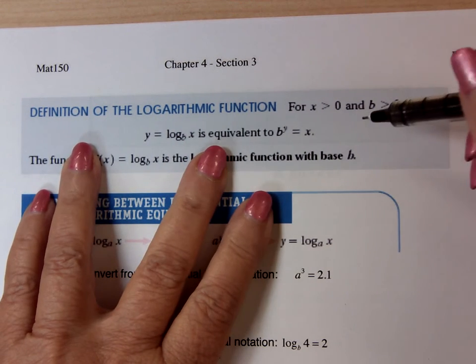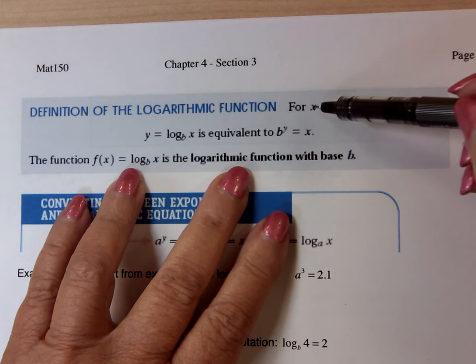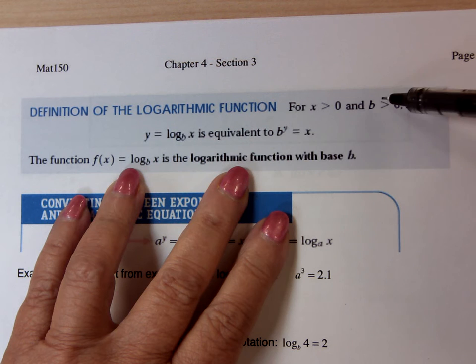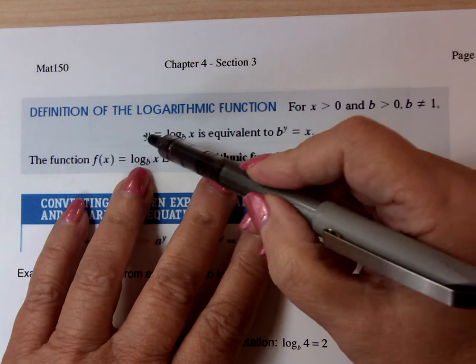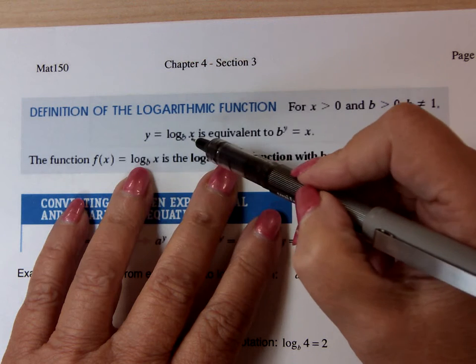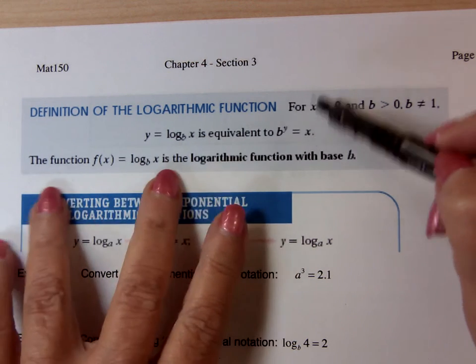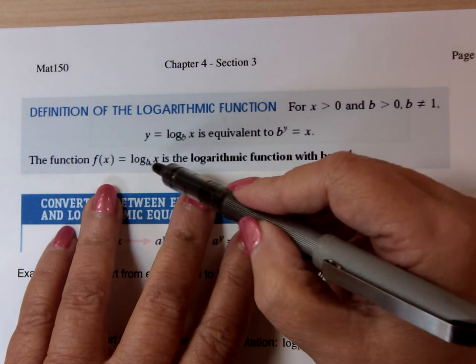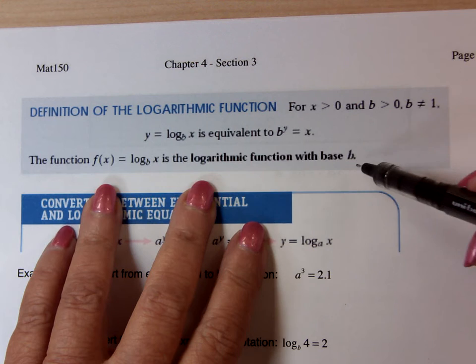Definition of the logarithmic function, and this is from algebra. It says for x positive, b positive, b not equal to 1, y equals log base b of x is equivalent to b to the y equals x. The function f of x equals log base b of x is the logarithmic function base b.